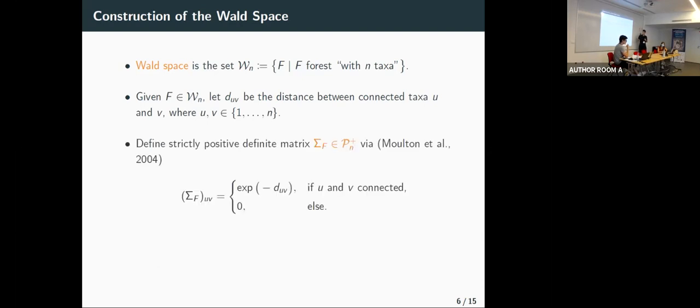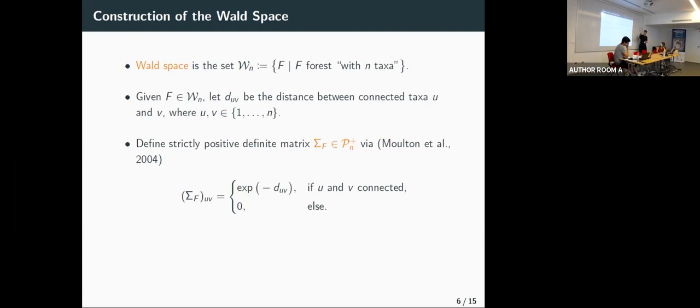And now we define this strictly positive definite matrix, sigma F, for such a forest in the following way, namely, it's an n times n dimensional matrix, where the UV entry is just e to the power of minus the distance between them. This is basically the same formula which you saw on Tom's slides with this Lij. And also, if they are not connected, we just define it to be 0. And as a sanity check, if you would let d_UV go to infinity, then this expression would go to 0, which is just this number that we assign if they were actually disconnected. So this kind of makes sense in some way.